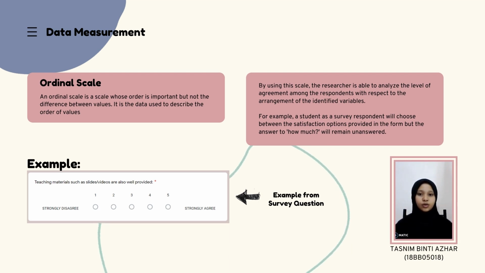Related questions that are often asked are about socioeconomic status, level of satisfaction, education level, income level, and many more. As we can see from the example survey question provided, the scale was made without having an accurate answer from the respondent. So, by using this scale, the researcher can analyze the level of agreement among the respondents with respect to the arrangement of the identified variable.